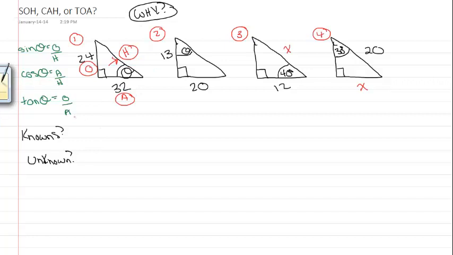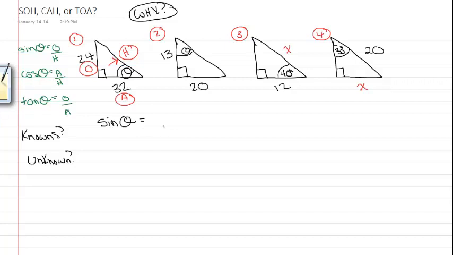So now, to choose which one we want to use, we have to say, which one of these, when I pick it, will give me only one unknown in my equation. So let's write this out for each one. We want to make sure we include theta because that's what we're looking for. If the equation doesn't include what we're trying to solve, it's definitely not the right one.